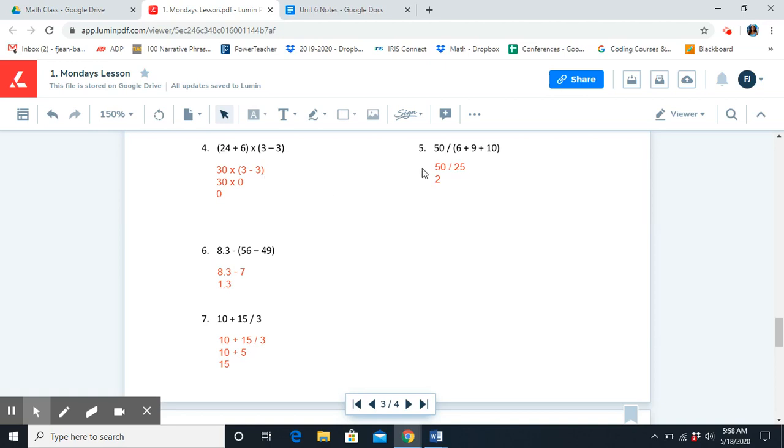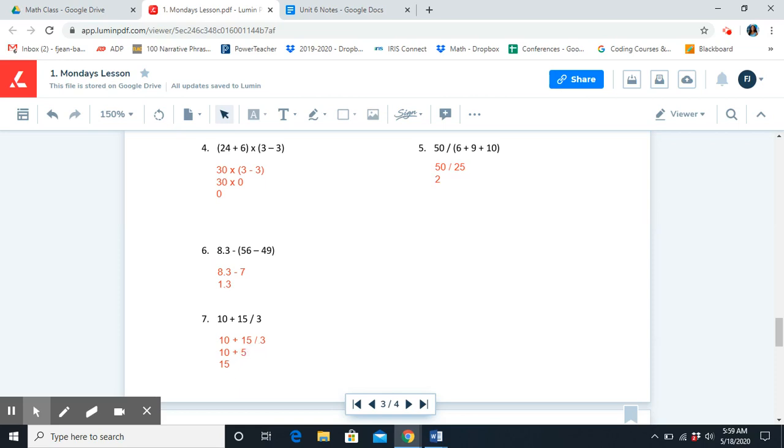Go ahead and check your work for number 5 and number 6. Number 7, you'll notice that there are no parentheses here. How do we know which operation to solve for first? That's right. We know that division is the more powerful operation. So we're going to start with division first.